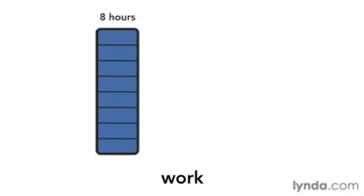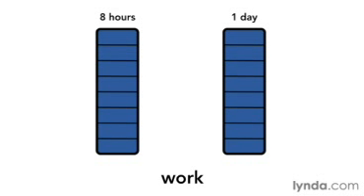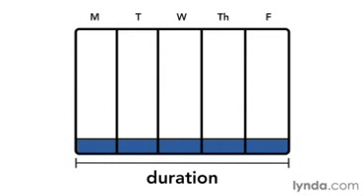By understanding the relationship between work, duration, and units, you can assign people to work on tasks to get the schedule the way you want. Work, also called effort, is the number of hours or days someone works on a task. Duration is the length of time between when a task starts and when it ends.